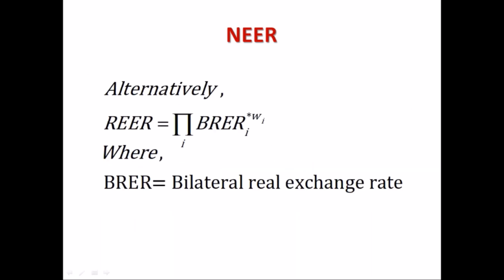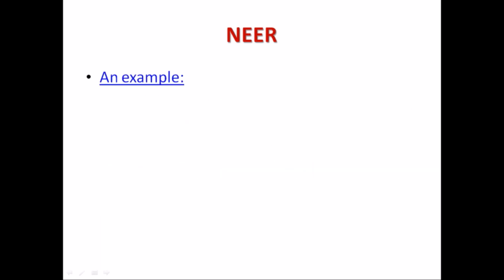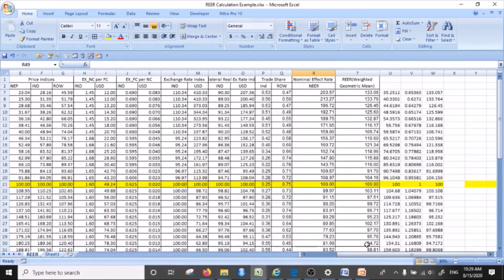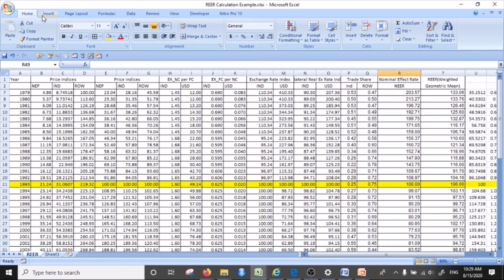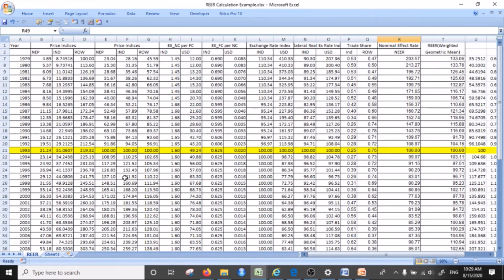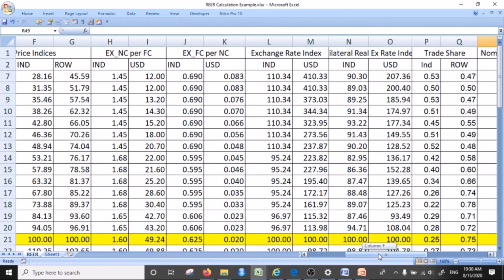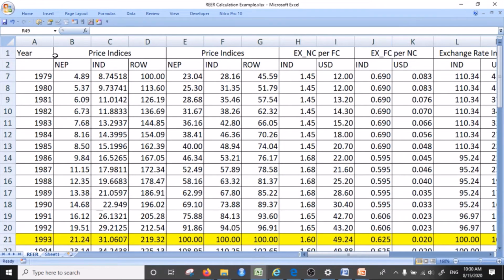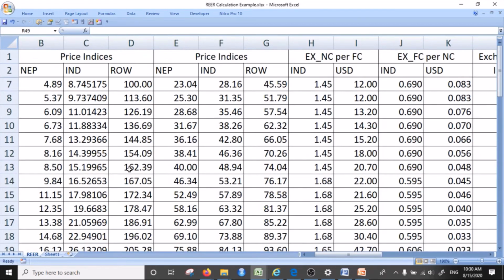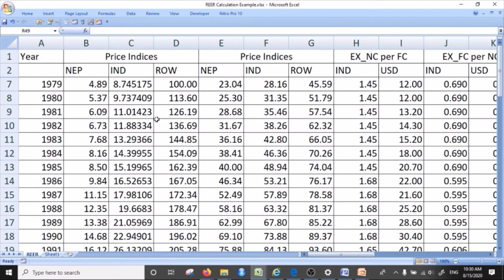So we will clarify this calculation of a real exchange rate. In this example, we will calculate the nominal exchange rate and real exchange rate for Nepal. For this purpose, we have divided the trading partners of Nepal in just two categories. One is India, which covers almost 65%, and the rest of the world.